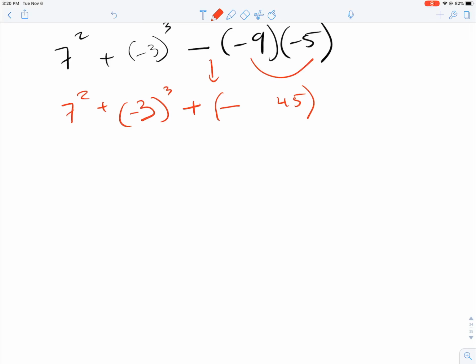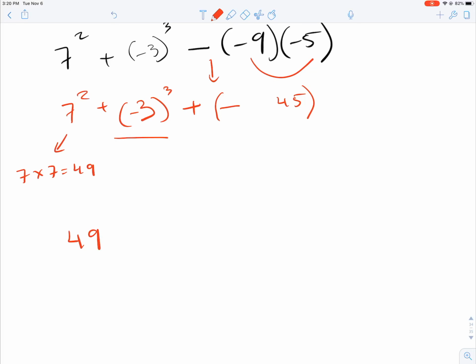Okay, and now we're looking at the two exponents. I can do whichever order I want, but I'll just start from the left. I'm even going to write it in expanded form. So 7 squared in expanded form looks like this: 7 times 7, and we know that equals 49. So I'm going to write 49 down here already.